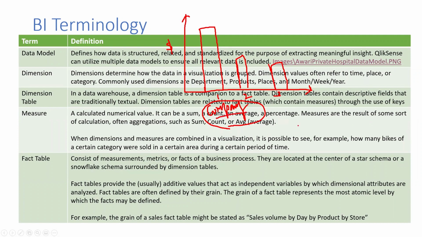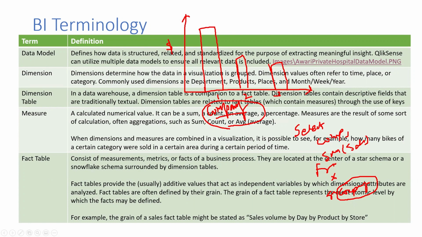If you write a simple SQL, what you will write? Select company, comma, sum of probably, let's say, sales, from table X, group by company. Group by company. So that's what a dimension is, the field on which you are grouping your data in any visualization. You should be very clear about dimension and measure, because this is like the core of BI.